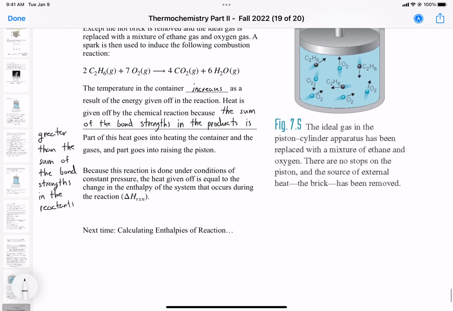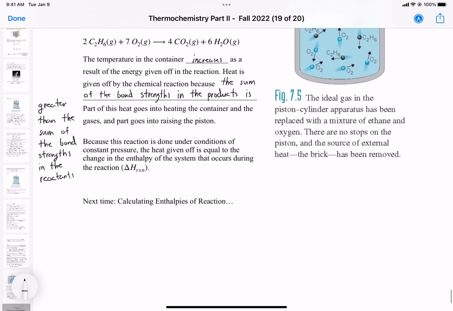Okay. All right. So because this reaction is done under constant pressure, we say the heat given off is equal to the change in enthalpy of the system that occurs during the reaction. So we commonly call this delta H reaction. So delta H of our system here equals QP at constant pressure.